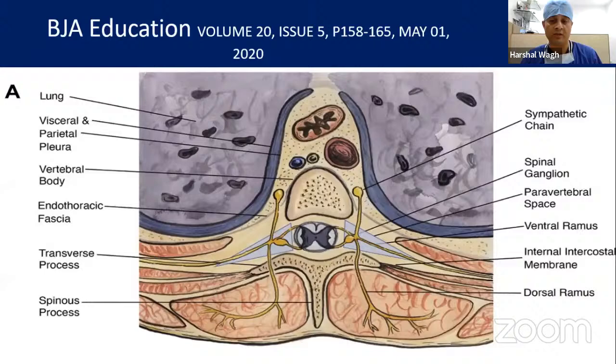Now this area also has connections with the sympathetic chain. That is an important factor in terms of the quality of pain relief that one would get with an epidural and a paravertebral block as compared to chest wall blocks, because that element of sympathetic nerve blockade is almost eliminated as you go peripheral, with the chest wall blocks.